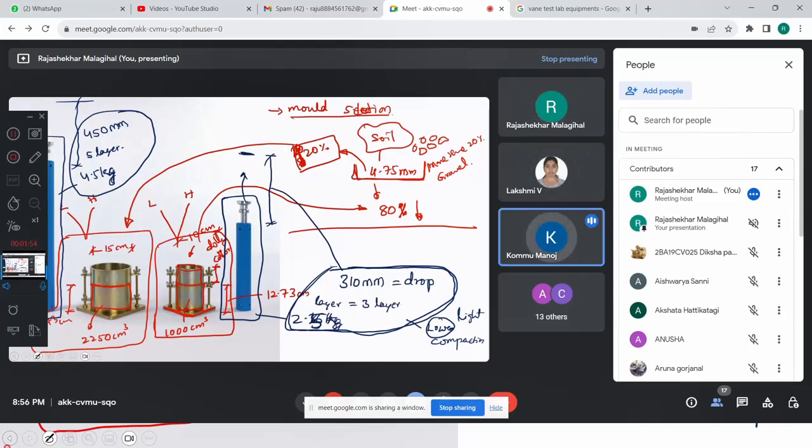Heavy compaction when using 5 layers, each layer 25 blows, sir. When using three layers, then 56 blows for each layer, sir. Sir, I practically did an experiment on site, sir. Yeah, you did it practically, but you didn't read the IS code, I think. I will explain, don't worry. Next, any others?